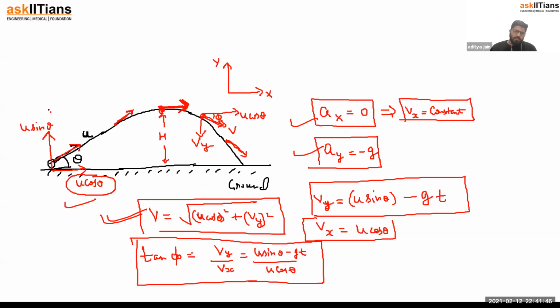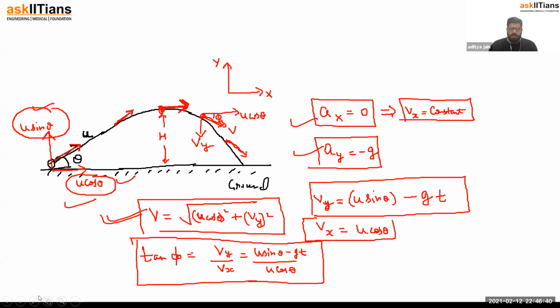Now see this again. I am trying to do a simpler thing for projectile motion. I am just splitting the projectile motion into two parts, one along horizontal velocity and one along vertical velocity. I'm just bifurcating, or resolving, this projectile into two parts. One is along horizontal, another is along vertical.